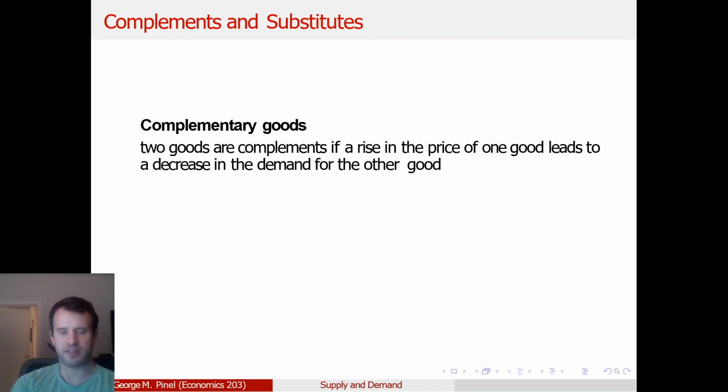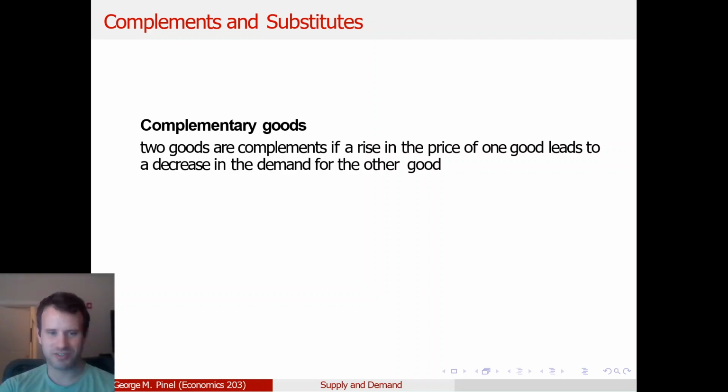As the price of PlayStation 2s increase, oh God, I'm old. As the price of PlayStation 5s increase, you'd expect demand for PlayStation 5 controllers to decrease. As the price of iPhones increase, you'd expect the quantity demanded of earbuds to decrease. Whatever they call them, those little things you put in your ear that don't have a connection, which I will never buy because I hate that. Those will decrease.